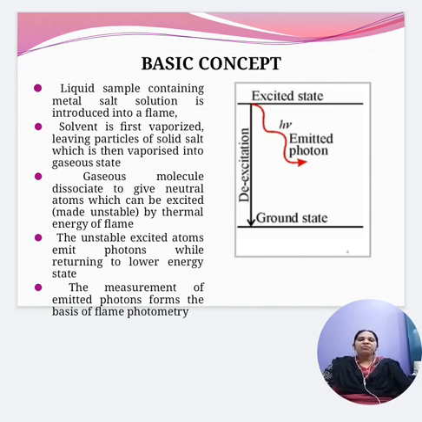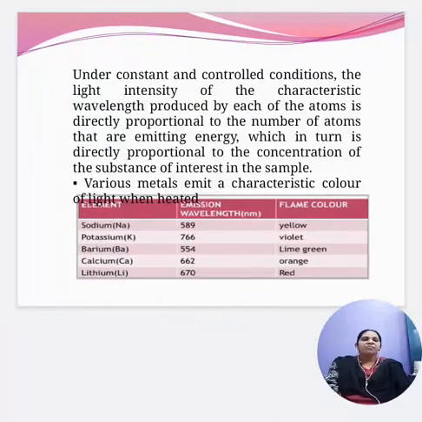So flame photometry is based on the measurement of emitted photons. The more photons that are emitted, the greater the light intensity produced, so you can find out the concentration of the sample. And by knowing the color of the flame, you can understand which element is present when we compare with the standards. This is the basic concept of flame photometry.